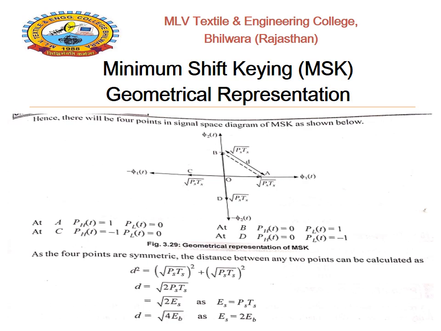The distance between A and B is represented by d. The maximum component is considered as under root of P_S T_S. So A, B, C and D represent the values of phi H of t and phi L of t respectively. The distance is determined as d square equals under root of P_S T_S whole square plus P_S T_S whole square. So the distance will be under root of 2 P_S T_S, that is equal to under root of 2 E_S, where E_S equals P_S into T_S.